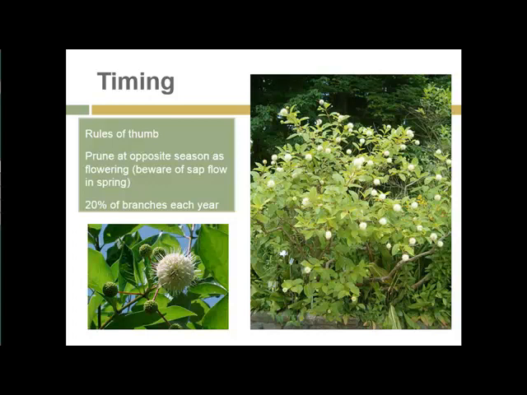So, rules of thumb for pruning. First of all, try to prune at the opposite season as flowering. So, if it's a fall flowering plant, try to prune it in spring and vice versa. And then for any kind of pruning in spring, as the sap starts to rise, pruning the tree can result in hemorrhaging sap and some damage to the health and vigor of the plant. Another rule of thumb is to prune 20% of branches each year. That's primarily for shrubs, although trees will also tolerate a lot of pruning. And to do that not only maintains the shape, but also stimulates growth and vigor of the plant.